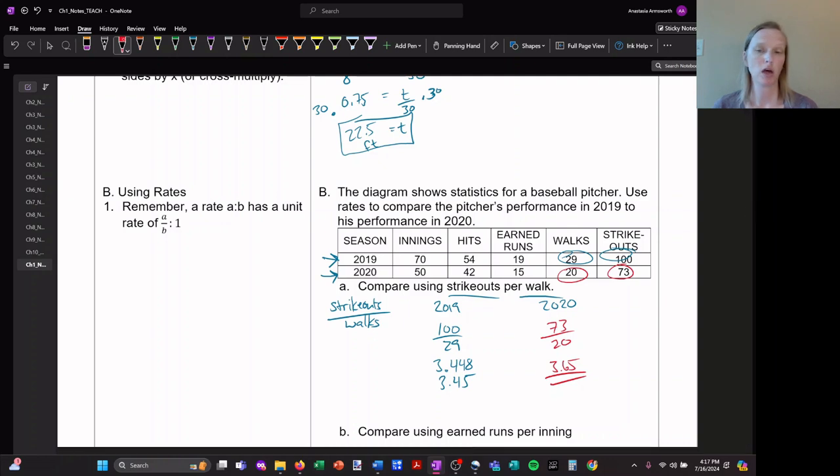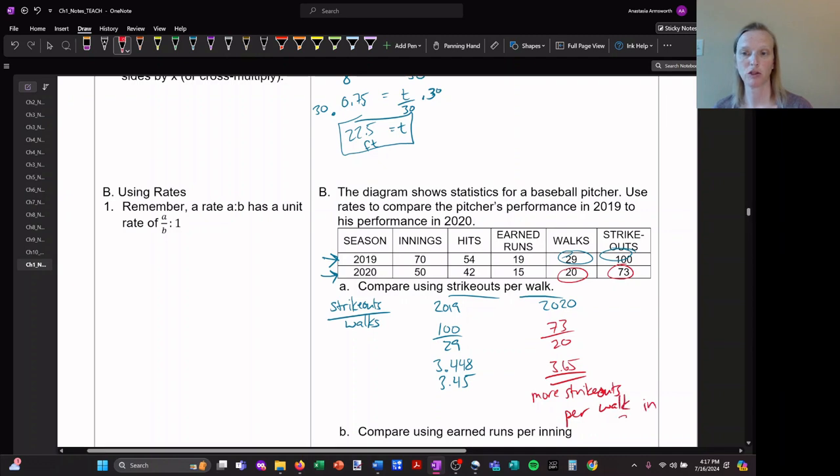in 2020. They had more strikeouts per walk in 2020.